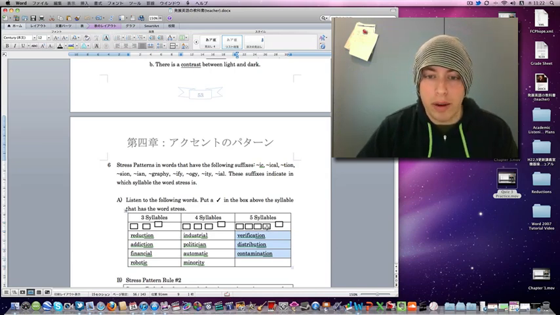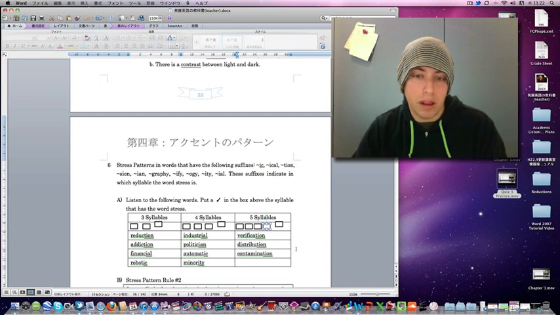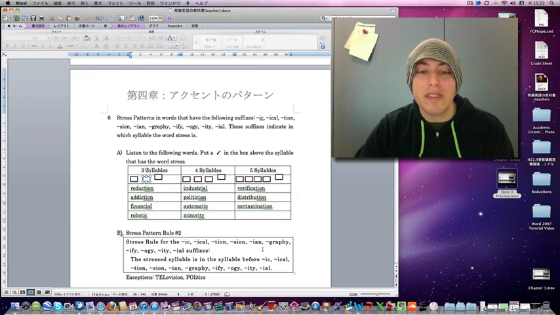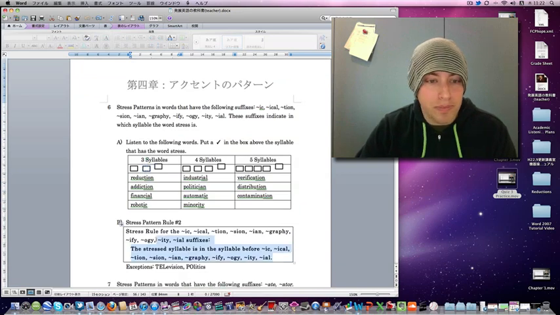I hope you notice that word stress is in the fourth syllable. So again, the word stress in all of these words is one syllable before the suffix. One syllable before the suffix. And this gives you the second word stress pattern.